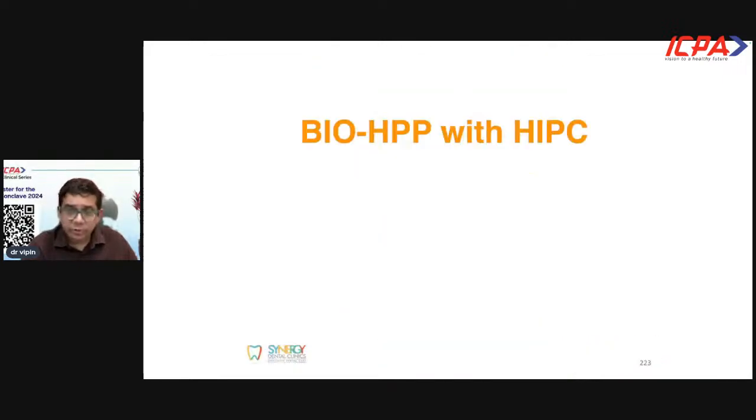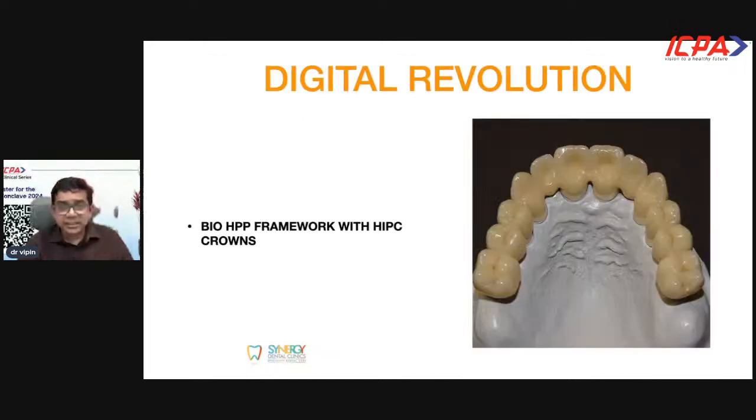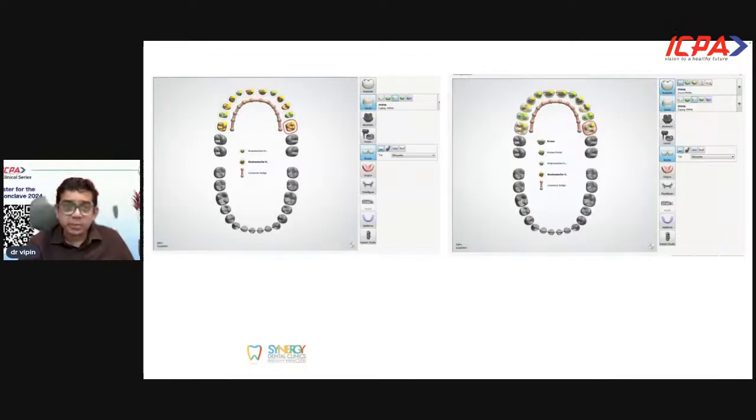So I wanted something which was more elastic. So I decided to give PEEK with a composite layer. Now the composite layering part also, I don't want any errors in it. And now, since digitalization is changing the world, you can mill the composites on a bio HPP product. I'll show you a case of that.